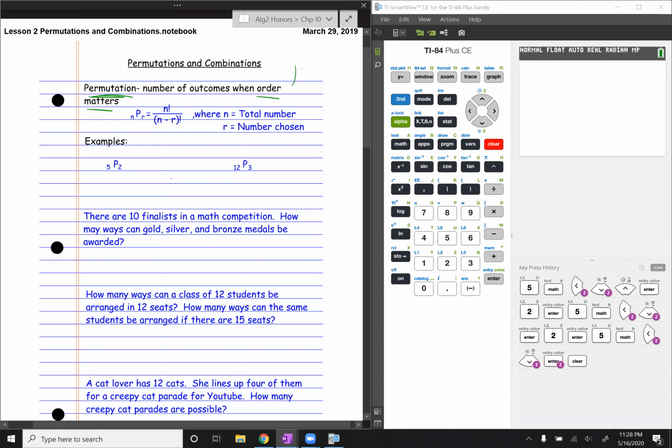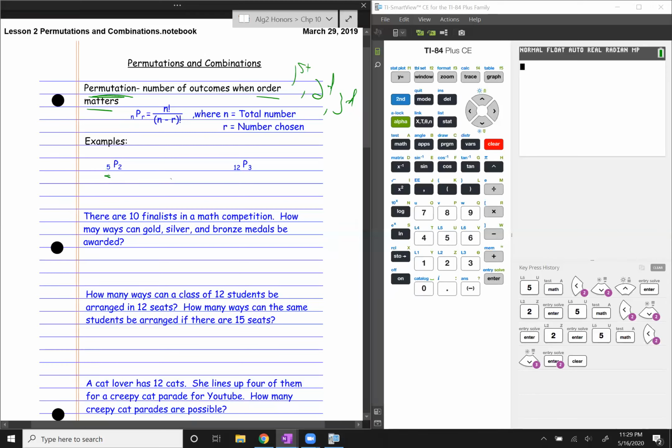Often I think of the Olympics, right? First, second, third place. That means we're talking about the order or the arrangement of those items. They totally matter. How do we find that on the calculator?